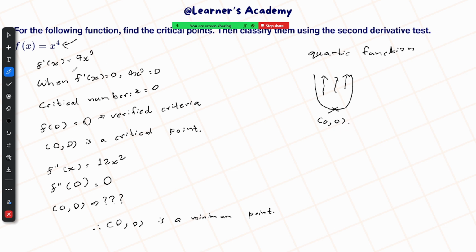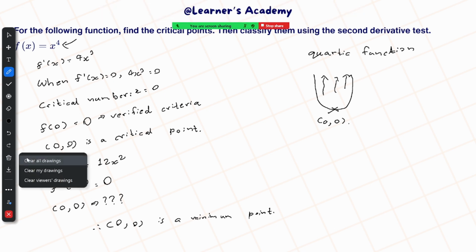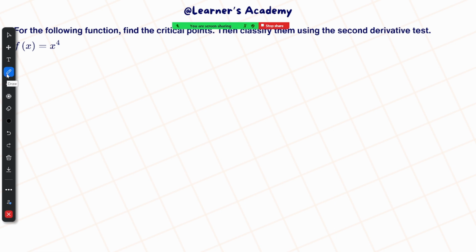I hope this explains the three statements that we came up with earlier in the previous two slides, with how to classify the critical points using the second derivative test. Alright, let's move on to the next question.